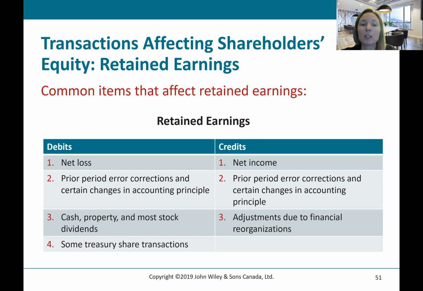Cash, property, or most stock dividends often will decrease retained earnings. Again, if we're paying out a cash dividend, we're distributing our retained earnings, or the income that we've earned in the business, or a liquidating dividend. Those are all going to decrease our equity. There could be a positive adjustment to equity based on a financial reorganization, and some treasury share transactions could decrease shareholders' equity.